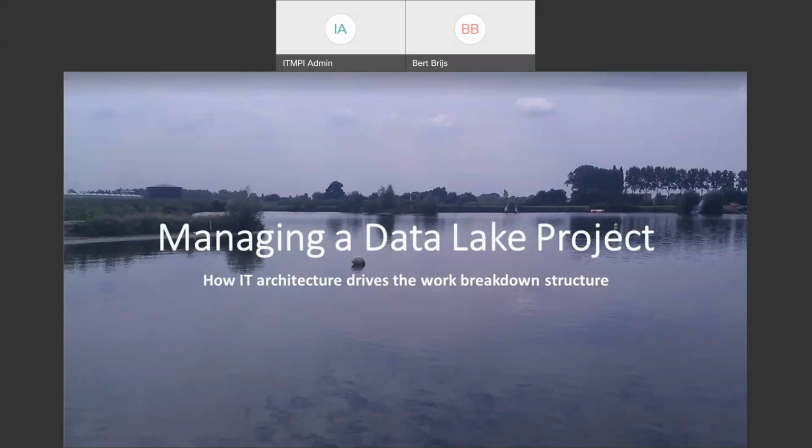So we'll be talking a little bit about managing a data lake project and how IT architecture drives the work breakdown structure. I'm doing this in a new form in this sense that I don't think a very in-depth webinar can be done in an hour, because then everybody dozes off, and it's quite hot here in Europe, and maybe also in the States, and probably in India as well.